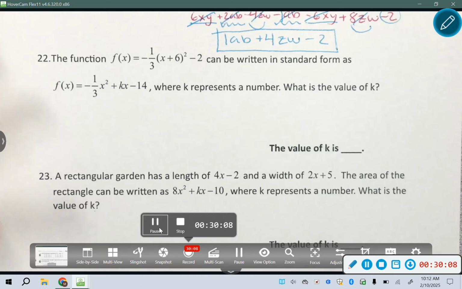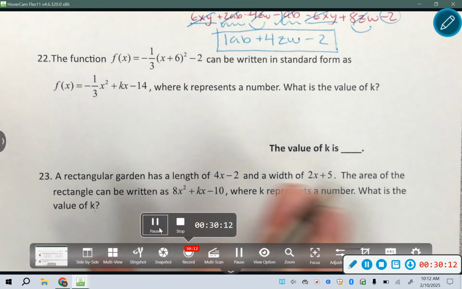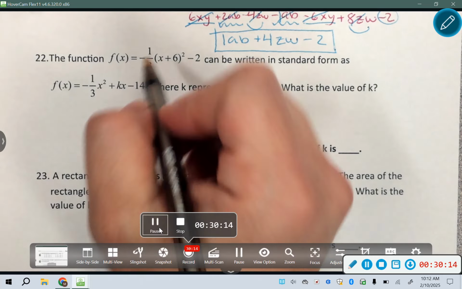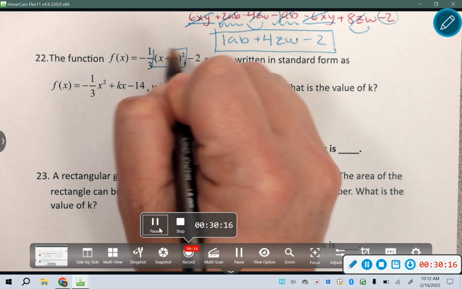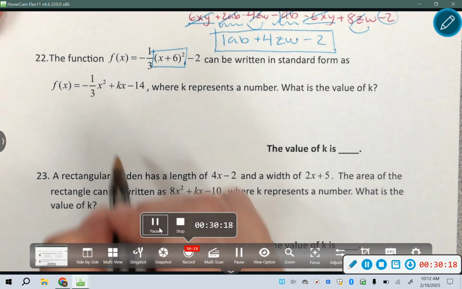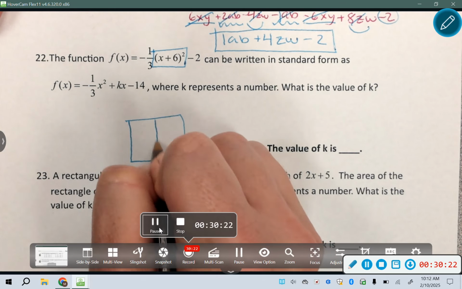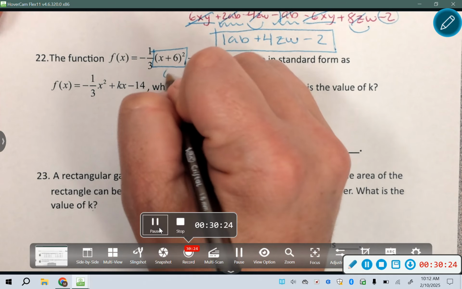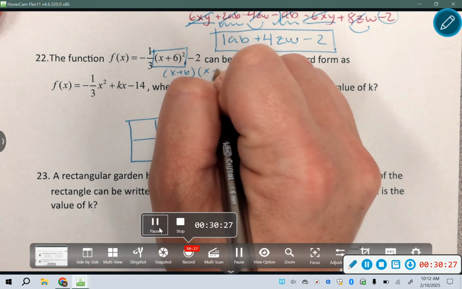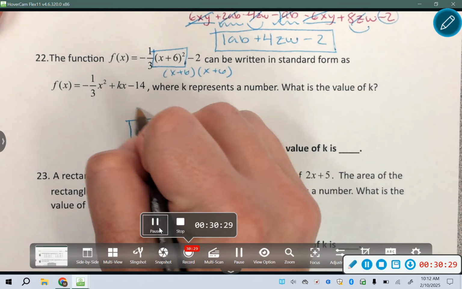Okay, number 22. So again, this is just like one of the problems on the very front, just an extra practice. So again, we have to get rid of our squared first because nothing inside of our parentheses distributes. I mean, not distributes, simplifies. So I need to do my x plus 6 times x plus 6 because that's what x plus 6 squared means.